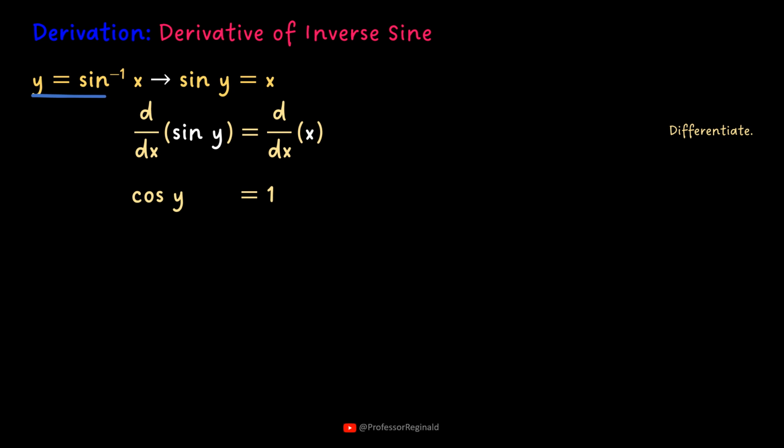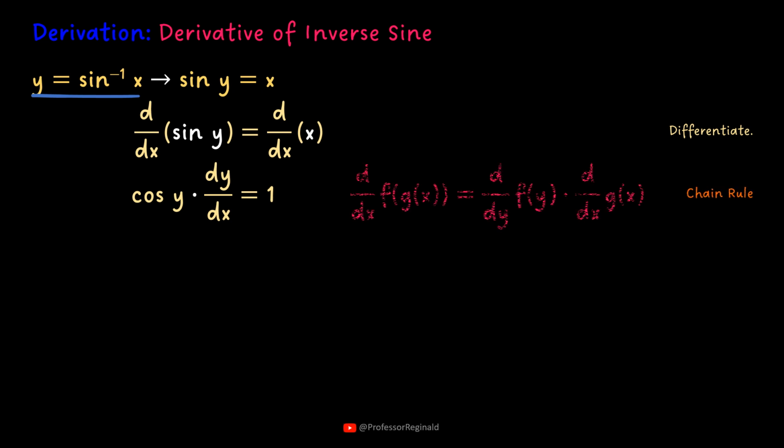However, because y is a function of x and we need its derivative with respect to x, multiply the result by the derivative of y with respect to x. This differentiation process is called the chain rule, and it is applied in differentiating composite functions.